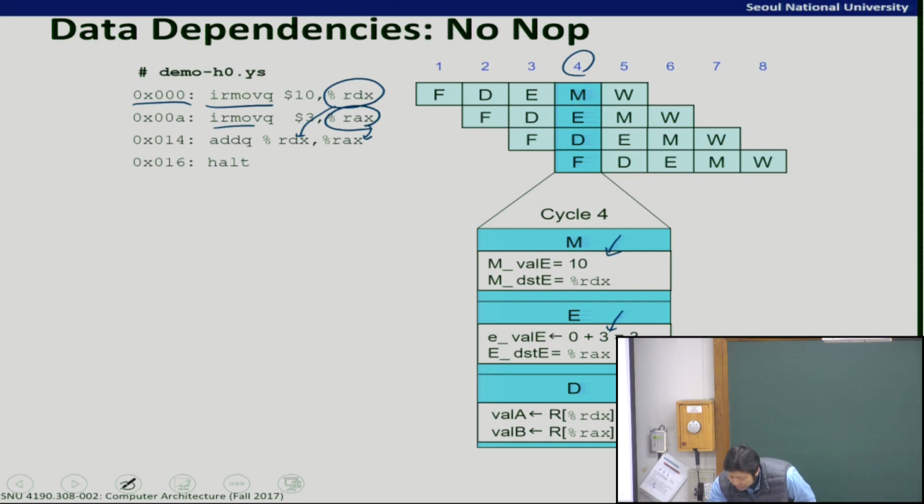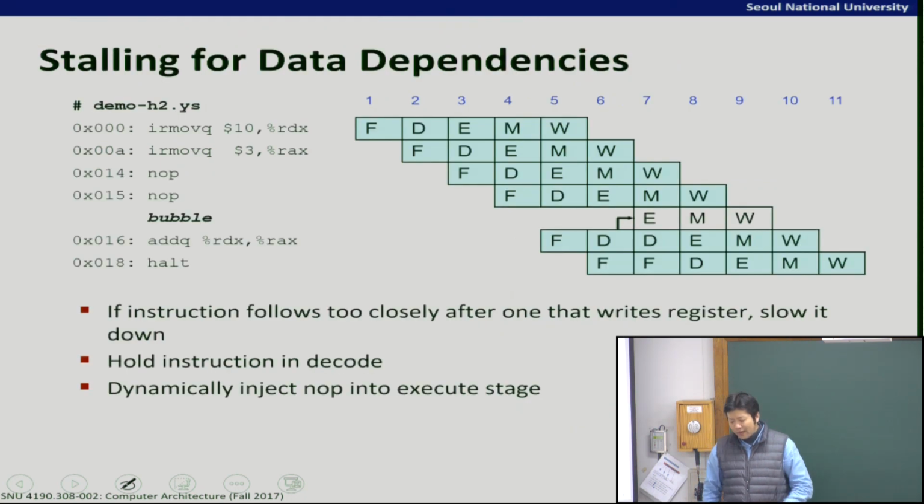So in this cycle, the add instruction tries to read the register values, RDX and RAX, and it actually reads an old value of those 2 registers. So this is problematic. Okay? So the first hardware solution we have is stalling the pipeline. So we can solve the problem in this way.